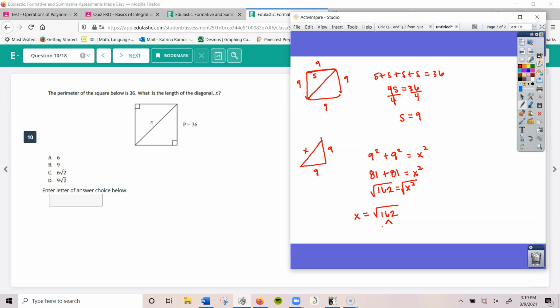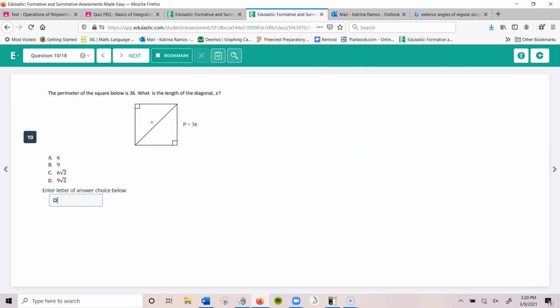162 is the same thing as multiplying 81 with 2, because 81 times 2 is 162. So this is how we break down these radicals. What we're looking for in order to move it outside of the radical is a pair. 81 is 9 times 9. Here's my pair. That 9 gets to go outside of the radical, but 2 does not have a pair, so the 2 will have to stay inside. So x is going to equal 9 times the square root of 2, making my answer here D.